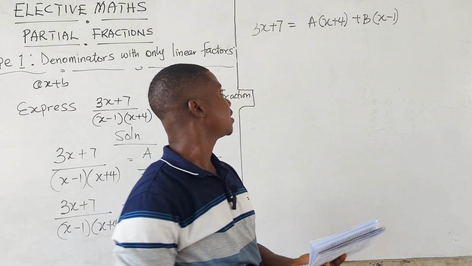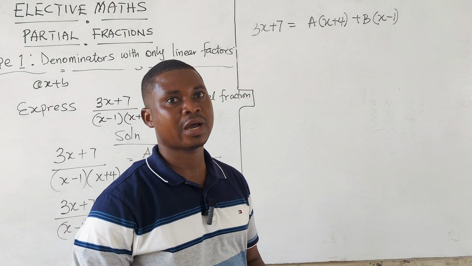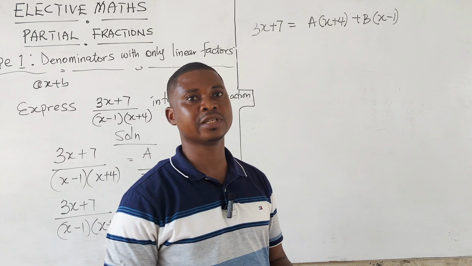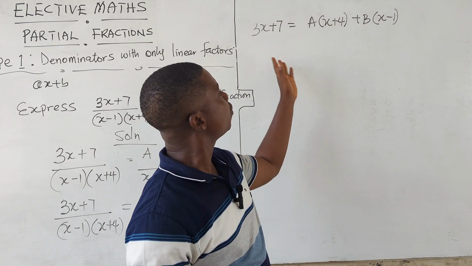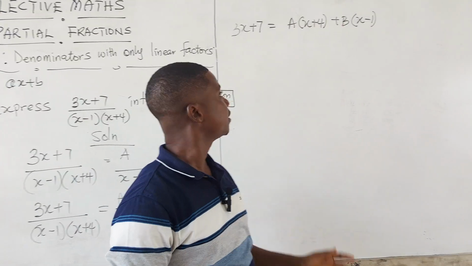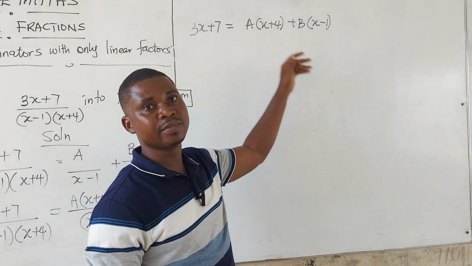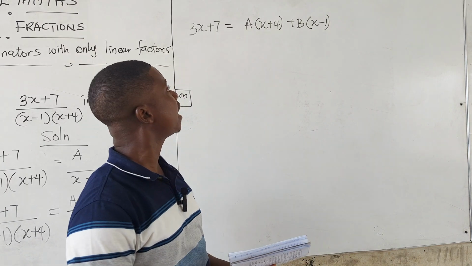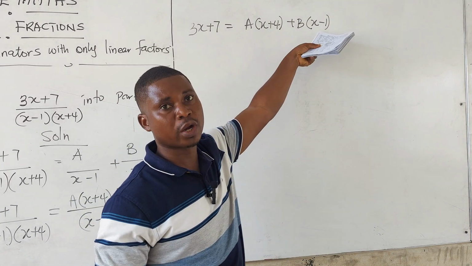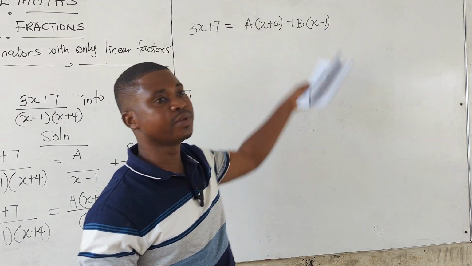Having gotten this, we go back to the identities that we solved in the previous video. Here I want to use the cover-up method. With the cover-up method, I have to eliminate one of the terms. So let me eliminate B. To eliminate B, x should be equal to 1. When x is 1, the whole of B will be 0.